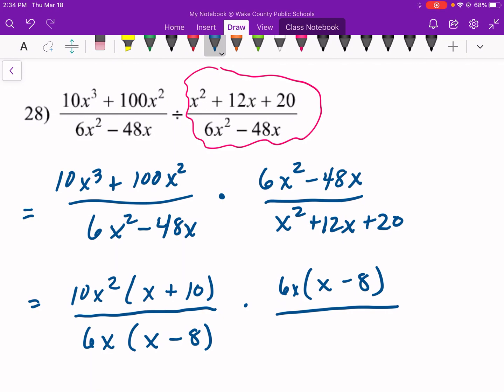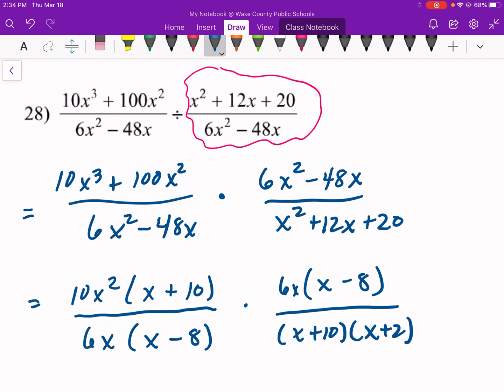I want the factors of 20 that add up to 12. So going to go through that. All the ways to get 20 are 20 and 1, 10 and 2, 4 and 5. Looks like it's going to be x plus 10, x plus 2. And that order there does not matter.